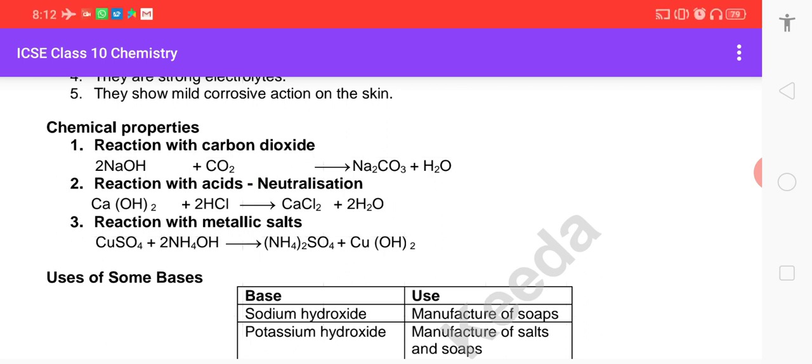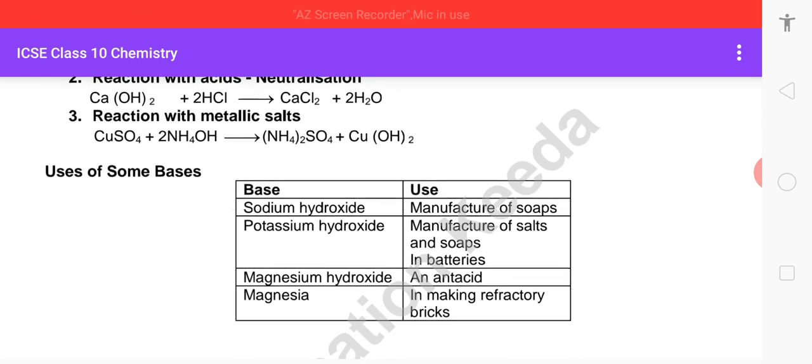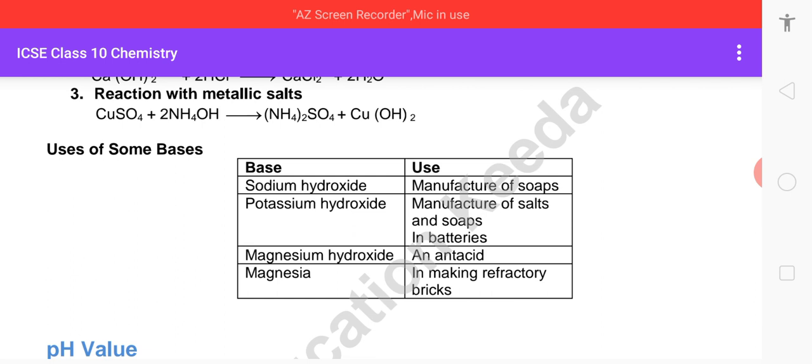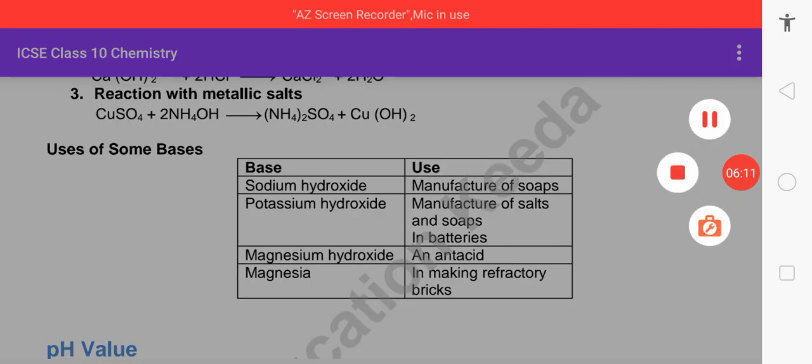Then uses of some bases. Sodium hydroxide is used for manufacturing of soaps, potassium hydroxide for manufacturing of salts and soaps. It is also used in batteries. Then magnesium hydroxide is used as an antacid, and magnesia, MgO, is used in making refractory bricks. So children, this is the revision of bases which we have done.